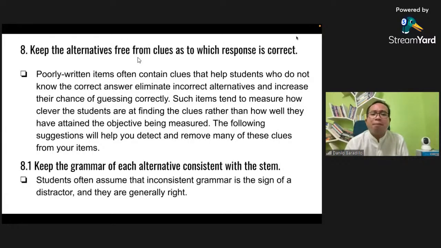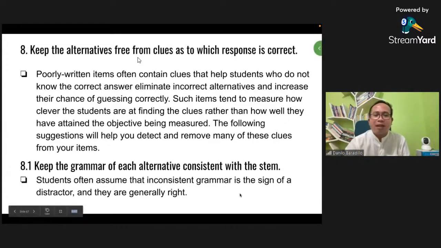So the following suggestions will help you detect and remove many of these clues from your items. Number 8.1, keep the grammar of each alternative consistent with the stem. That's why it is very important that you submit your questionnaire to your head so that this would be checked. Students often assume that inconsistent grammar is a sign of a distractor, and they are generally right. Okay, let's have an example.